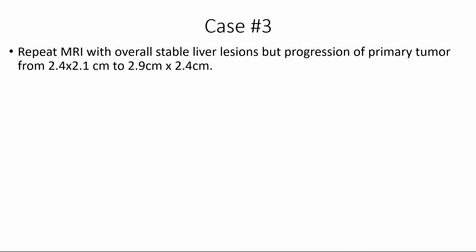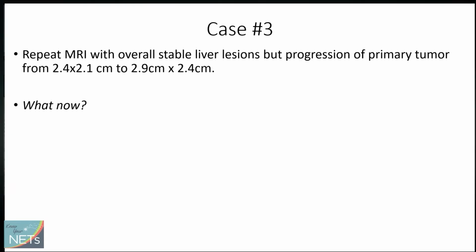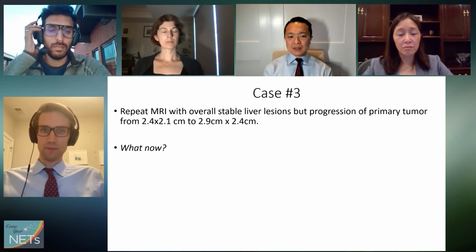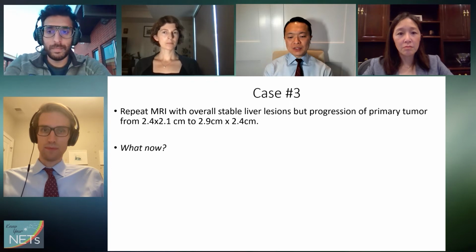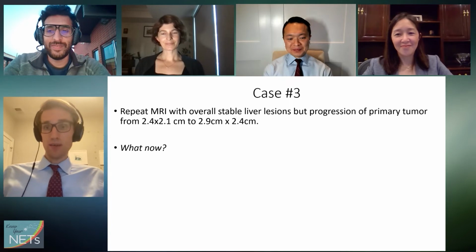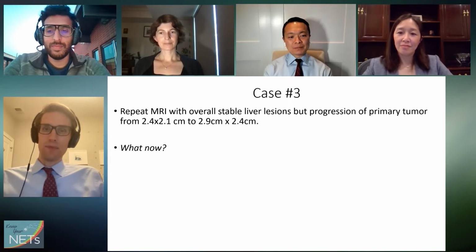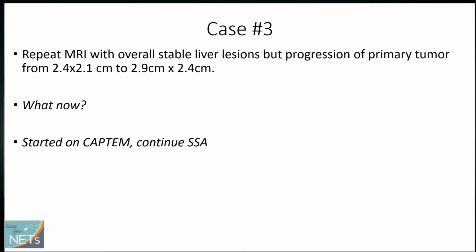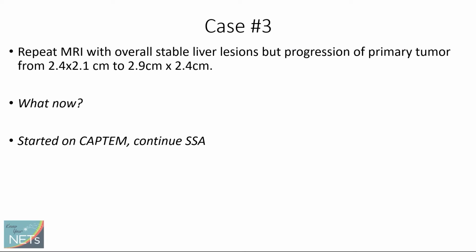So the repeat MRI shows overall stable liver lesions, but there's some mild progression of the primary tumor, from 2.5 to 2.9 centimeters. Dr. Liao, what would you do now? If it's mild progression and the patient's overall clinically stable, you could continue treating, but this may be a situation where you want to talk about the role of surgical treatment. So discuss at a multi-D tumor board and then send to Dr. Keutgen. Great. So in this case, he was discussed, and I thought that he would get more bang out of the buck, so to speak, if we were able to shrink his liver disease. And so we came up with the idea to start him on a chemotherapeutic agent, and to continue octreotide.